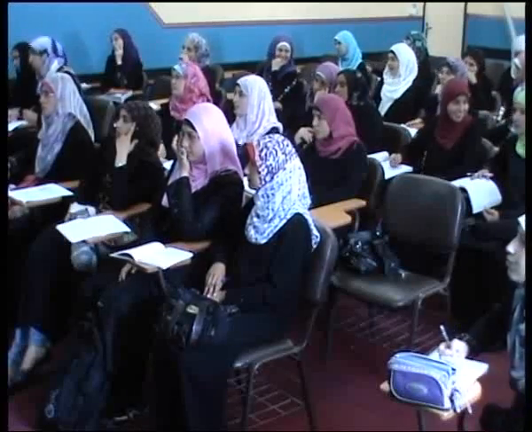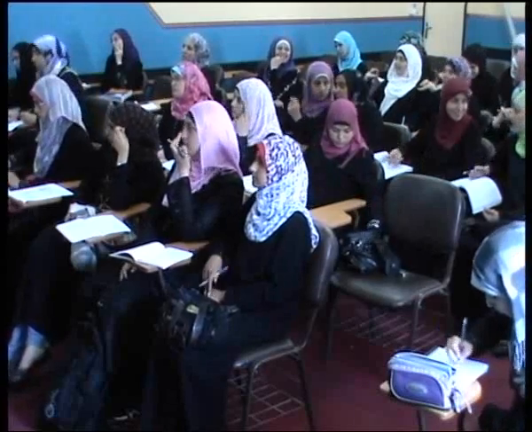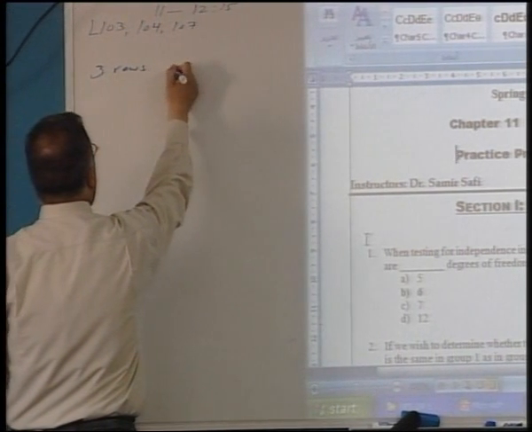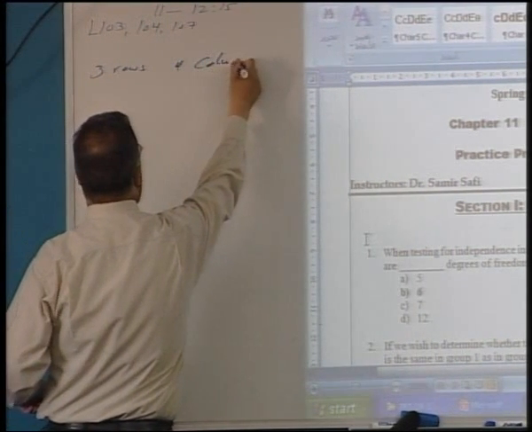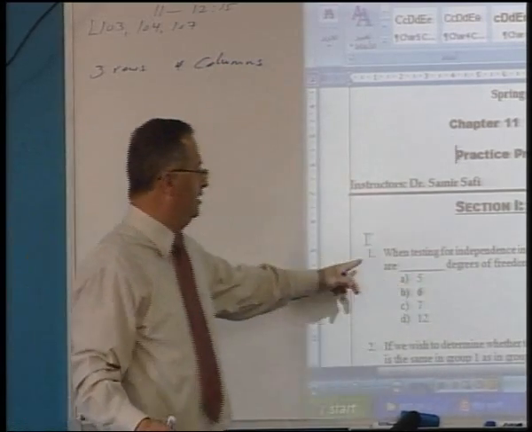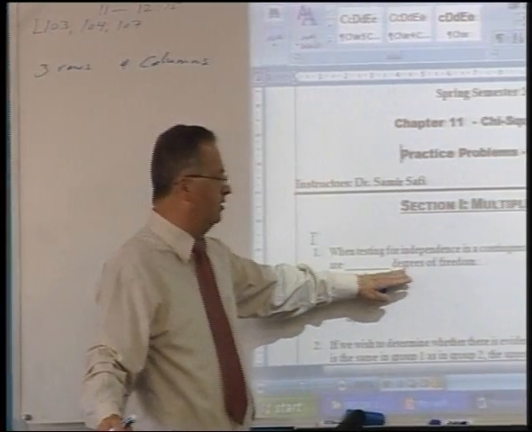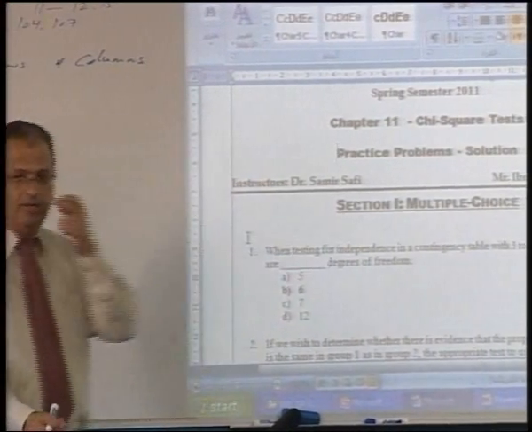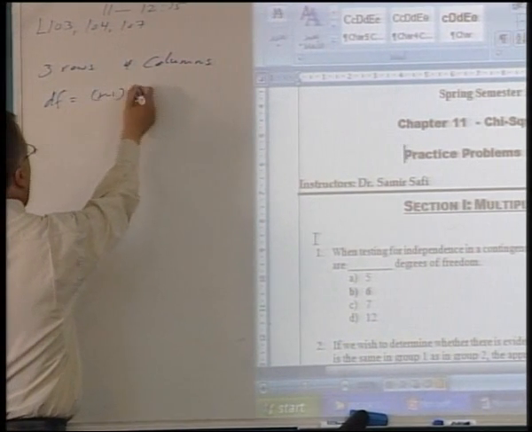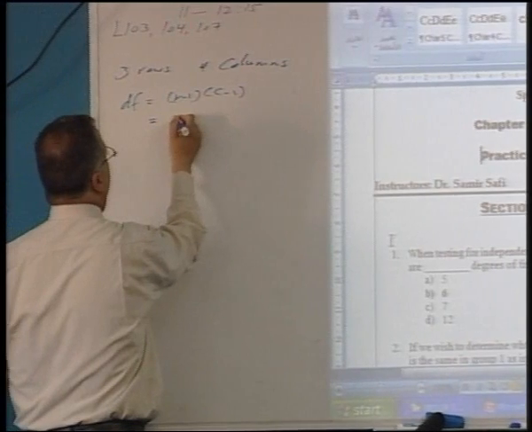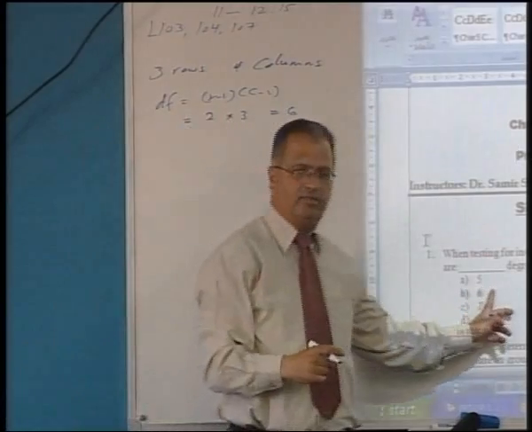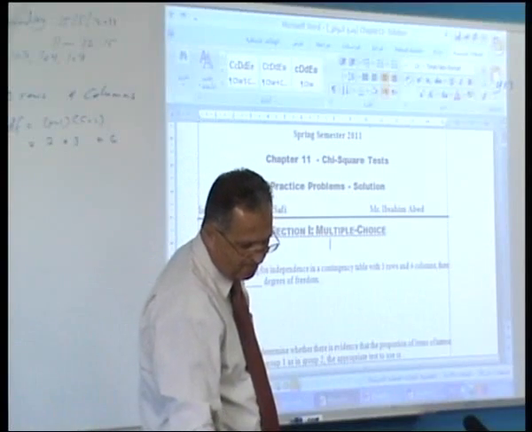When testing for independence in a contingency table with 3 rows and 4 columns, there are how many degrees of freedom? Degrees of freedom is (R minus 1) multiplied by (C minus 1). So 2 times 3 is 6. So there are 6 degrees of freedom.